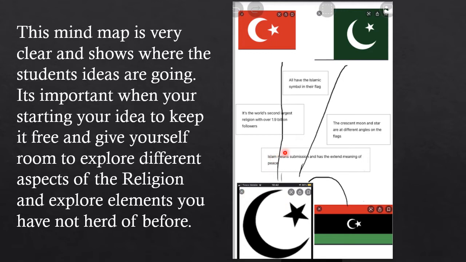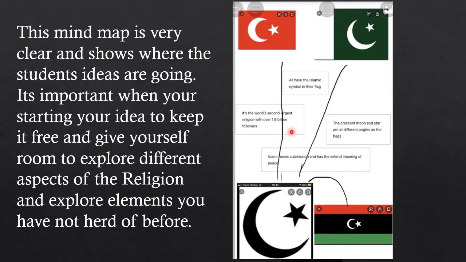Then they've laid out some facts about it, that it's the world's second largest religion. It's also talked about what the meaning behind the symbol is, and it also identifies what they actually call the symbol. Okay, so that is the crescent moon and star. Now, it also talks about the different angles, and it gives you a few different points where it can go into.